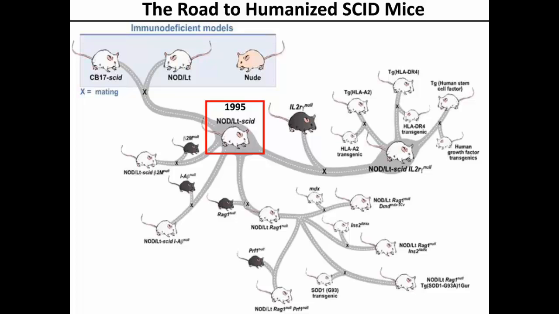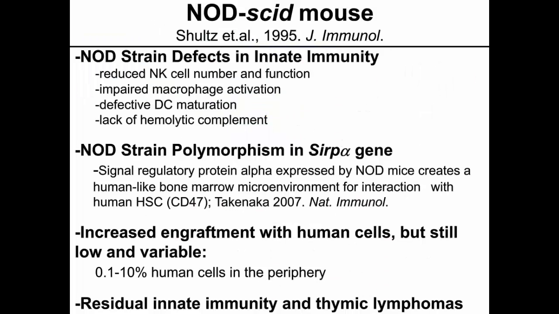So the NOD background also offers a number of genetic advantages which improve the engraftment of human cells, tissues, and immune systems. For example, they have severe defects in innate immunity. They have reduced NK cell number and function, again, which I think is critical. They have impaired macrophage activation, they have defective DC maturation, and they also lack hemolytic complement.